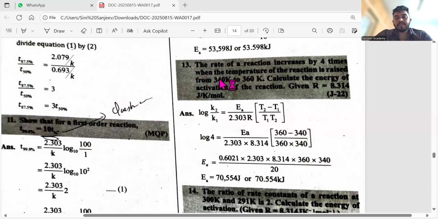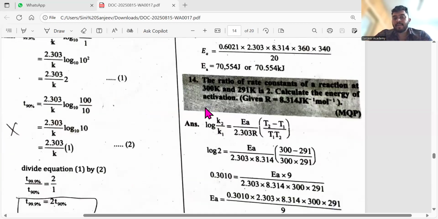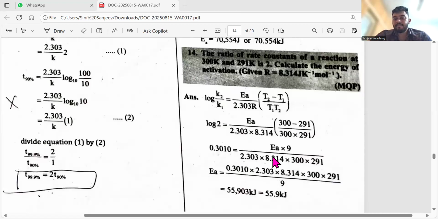If I want to come to the next question, what is it? Log of K2 by K1. Again, same thing. What is the ratio of rate constants of the reaction? 2. So K2 by K1 is 2. Put log 2 equal to 0.3010 respectively. Then the higher temperature and lower temperature, just substitute everything. Then find EA. Whatever it is, put it in joules. This is not kilojoules, it is just joules.